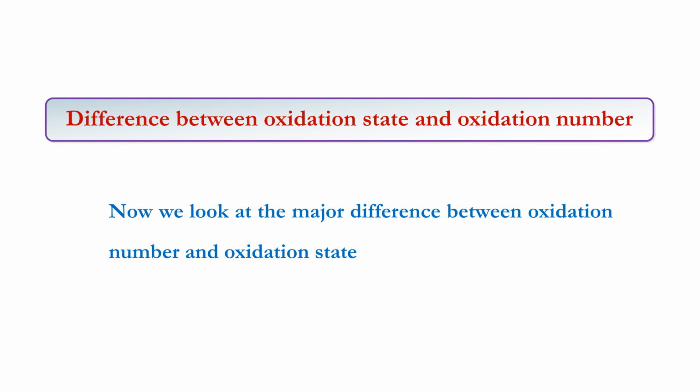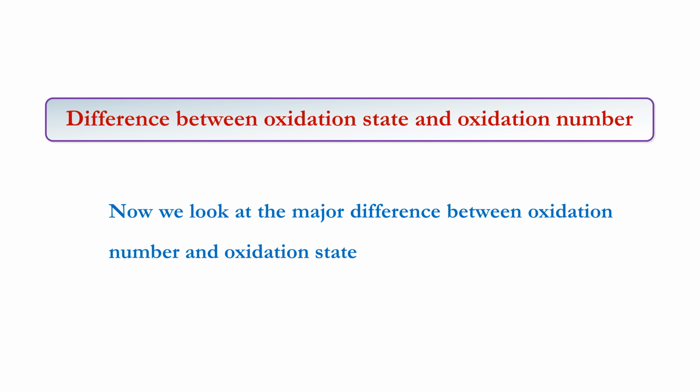Okay, we have mentioned oxidation number and we have also mentioned oxidation state. So we need to know the difference between oxidation state and oxidation number. Oxidation number and oxidation state are normally regarded as the same. The reason is that it is possible for the oxidation state to be the same as the oxidation number for some atoms, depending on the type of compound where that atom is present.